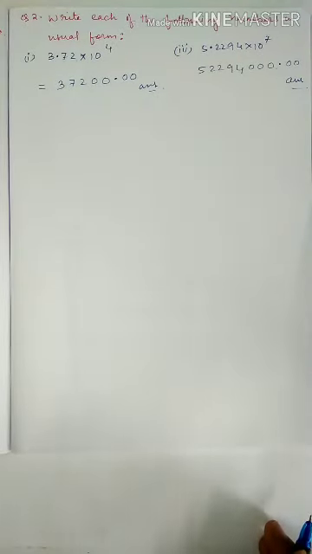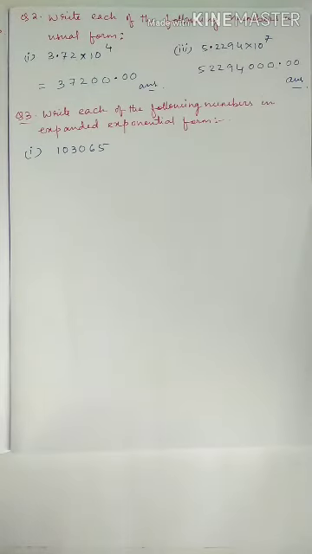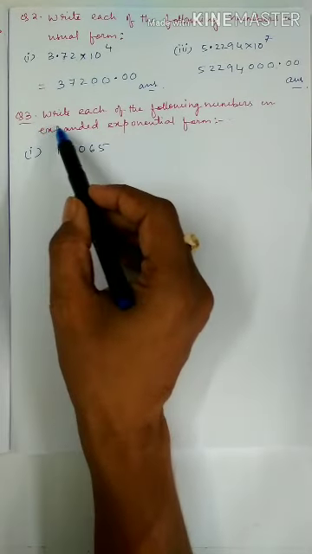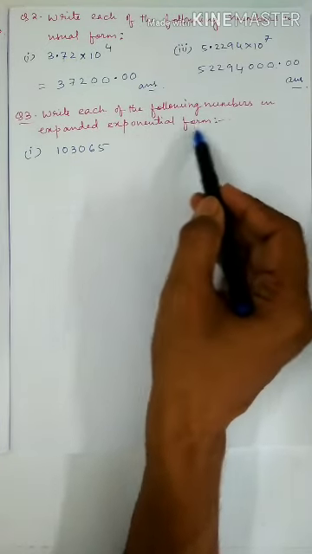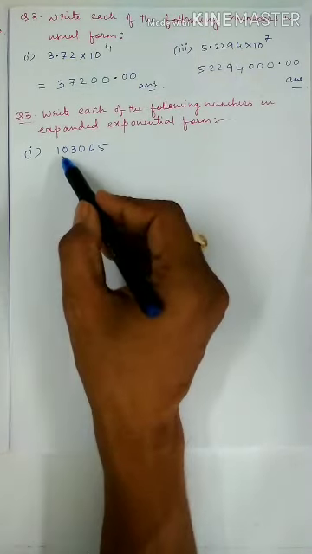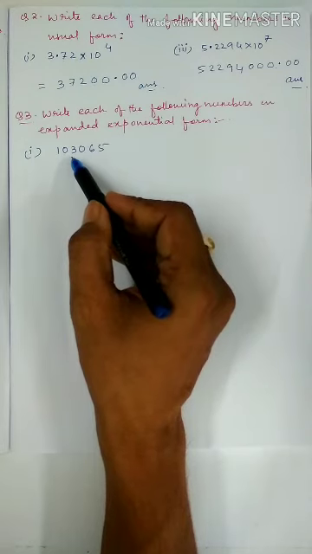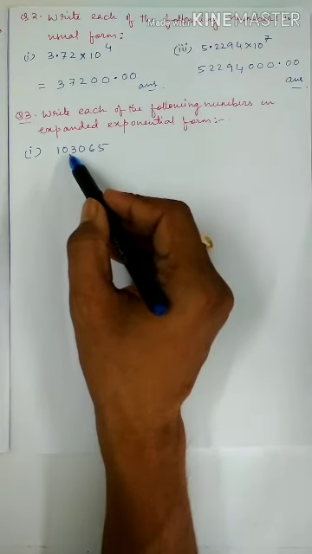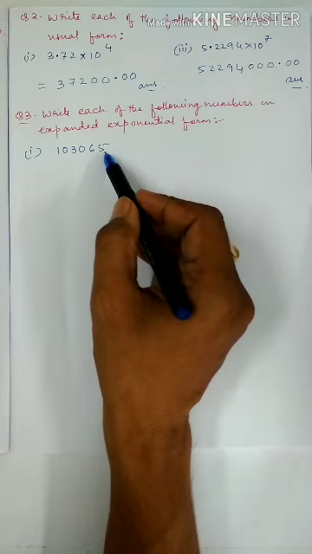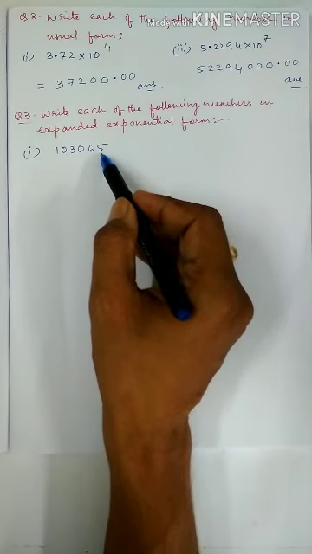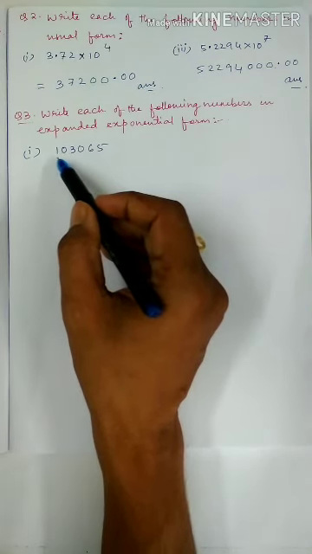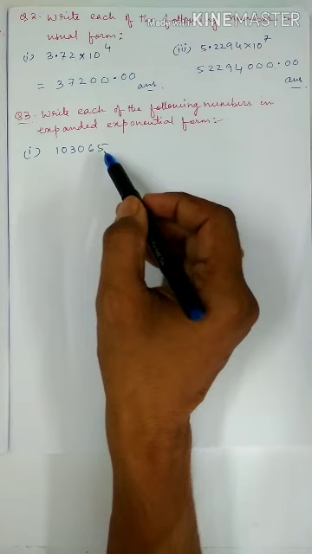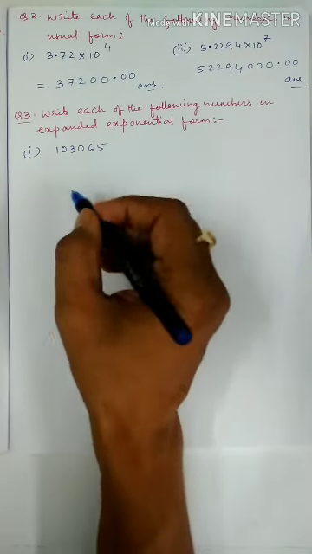Now let us go to question number 3. In question number 3, it is saying write each of the following numbers in expanded exponential form. So bit 1 is 10,03,065. Sorry, it is not 10 lakh, it is actually 1 lakh. So how we will solve this?